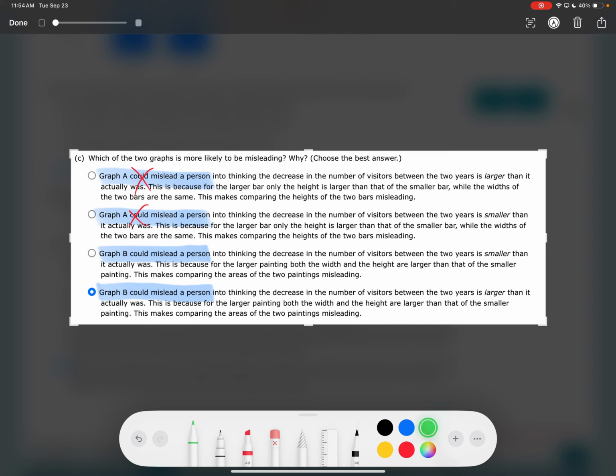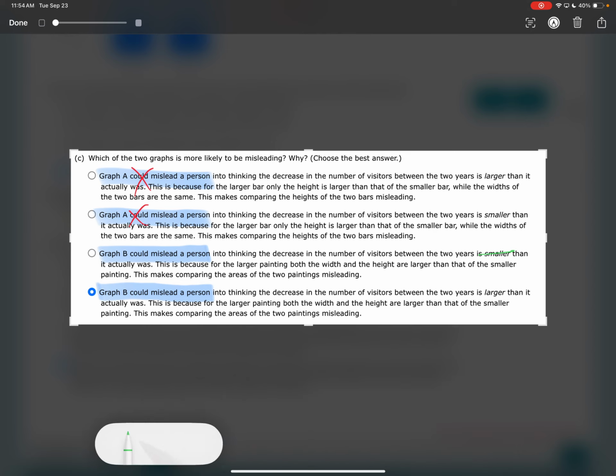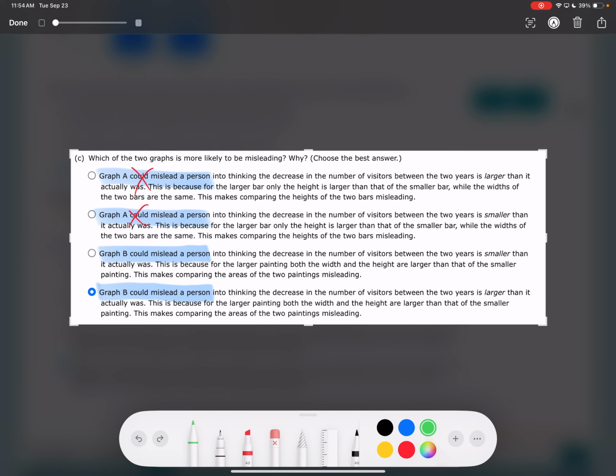And then the other keyword here is the italicized one. Graph B can mislead a person into thinking the decrease in the number of visitors is smaller than, or larger than... nope, it's actually thinking the decrease is big. Like the decrease is 1/4 as big. So that is what you're looking for on that one.